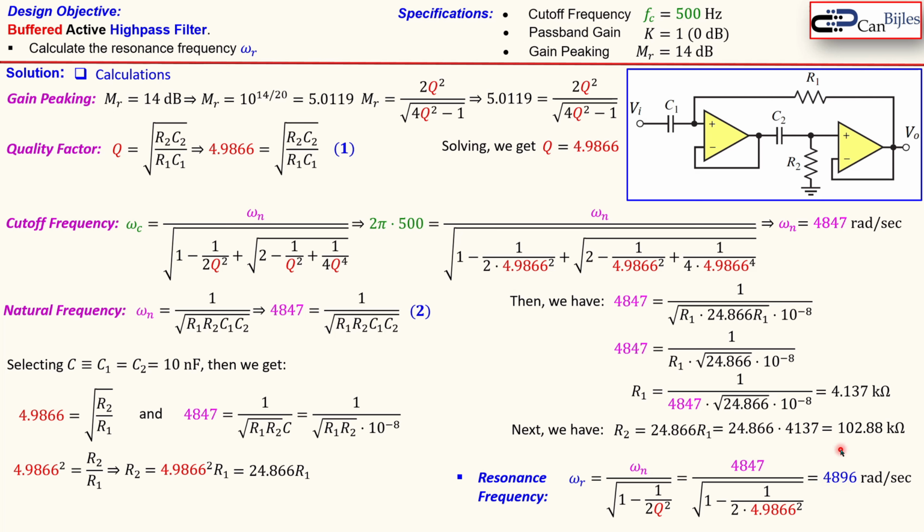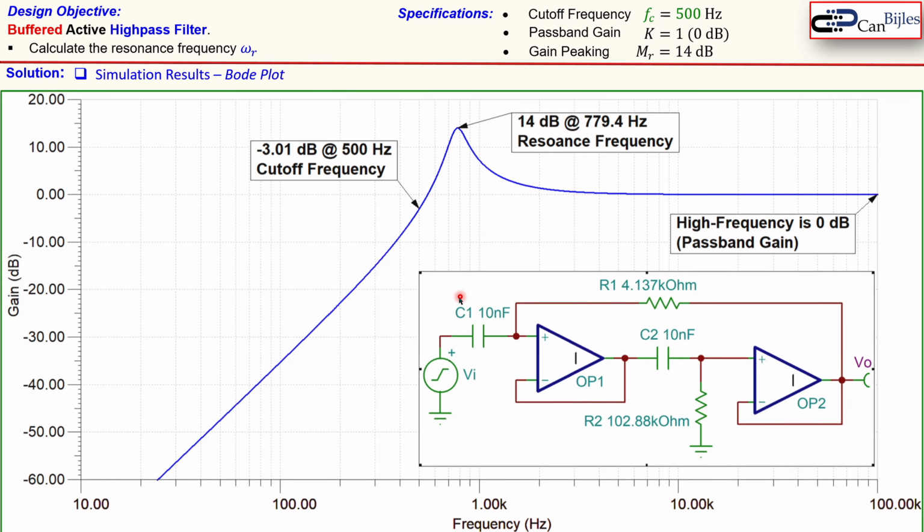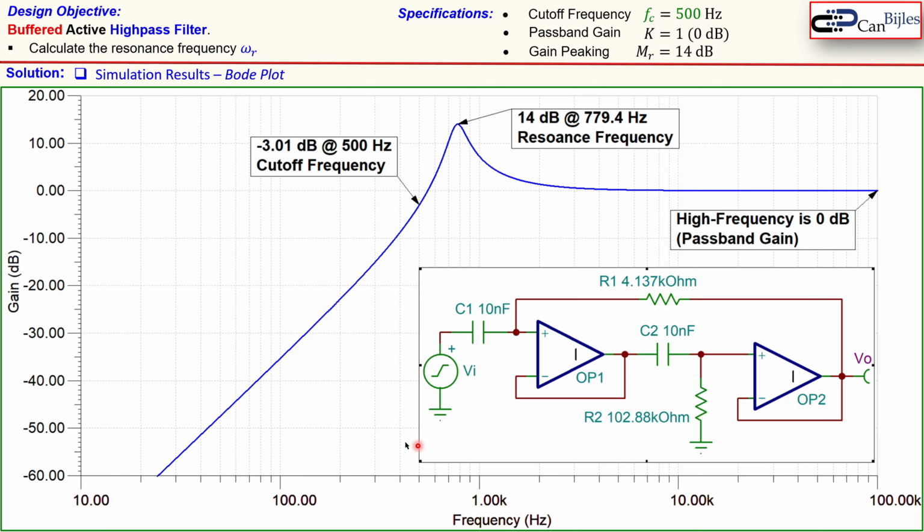But why is it very close? Because the quality factor here is going up. So in this case, we have a quality factor almost 5. Now, the larger this value, the closer the omega n and the omega r are equal to each other. Okay. Let's now see that in the simulation results, and also here we see the circuit in the SPICE simulations. You see here the C1 and C2, 10 nanofarads each, and with the R1 and the R2 we just calculated.